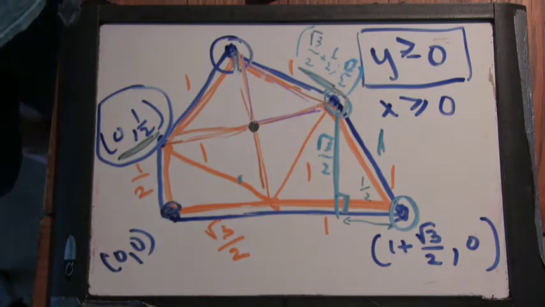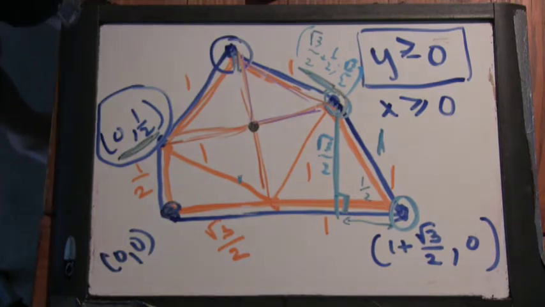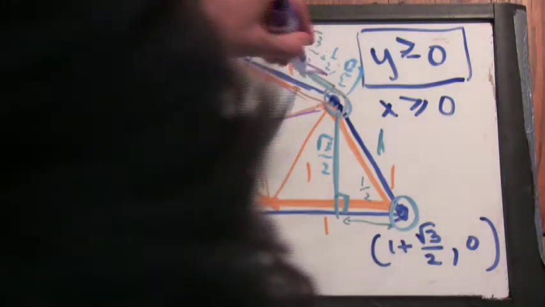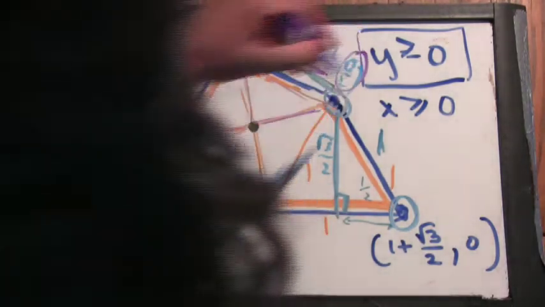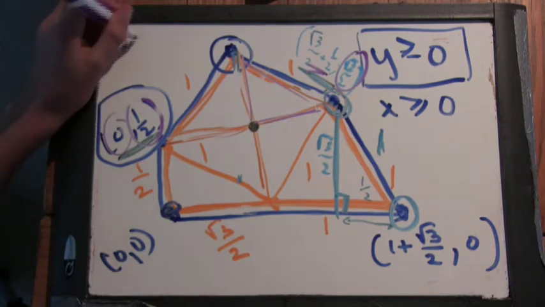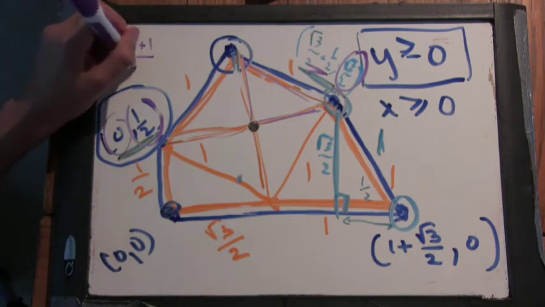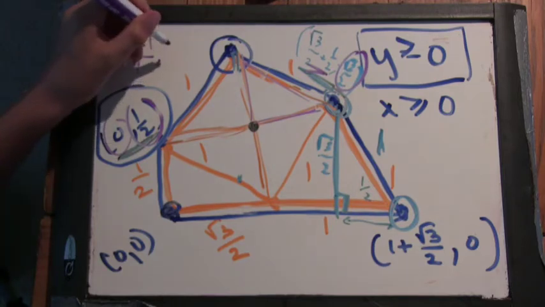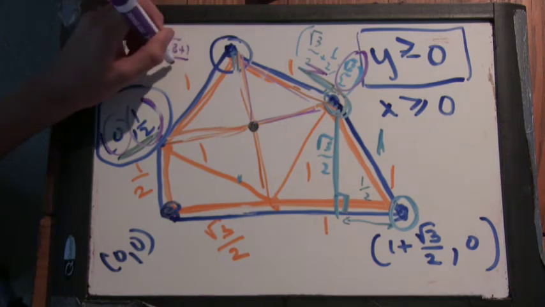Well, yeah. Okay. So we can take the average of these two coordinates. We can take the average of this and that, and those will be our two new coordinates. Interesting. And what is that average going to be? For the x, it's going to be just root 3 plus 1 over 4. And then for the y, it's going to be root 3 plus 1 over 4 again.